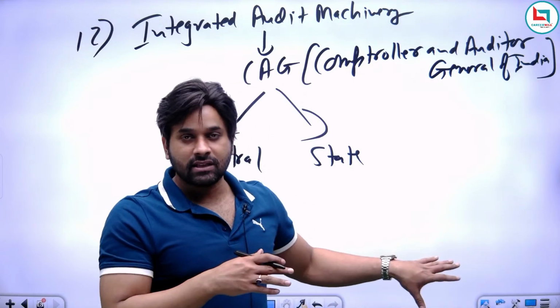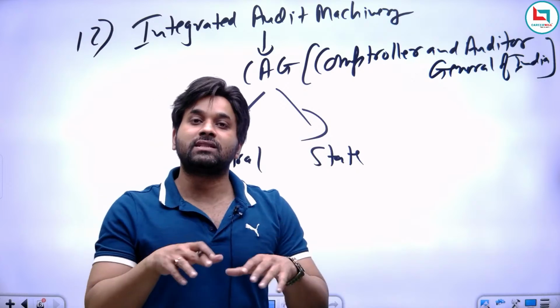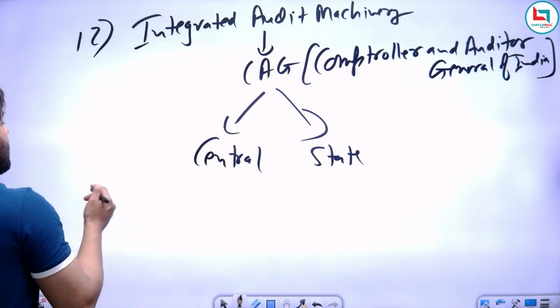Okay, everything is in the hand of the center, but it is auditing the accounts of the states as well. So states do not have their separate CAG for auditing their accounts. No, there is no such provision.